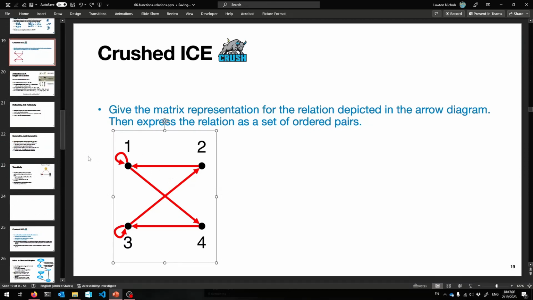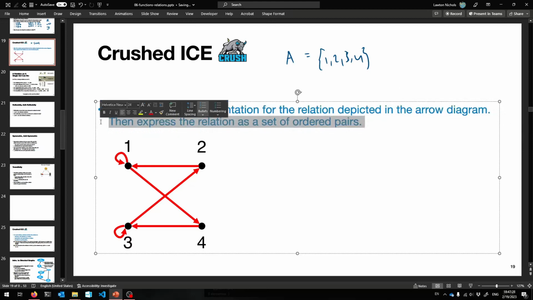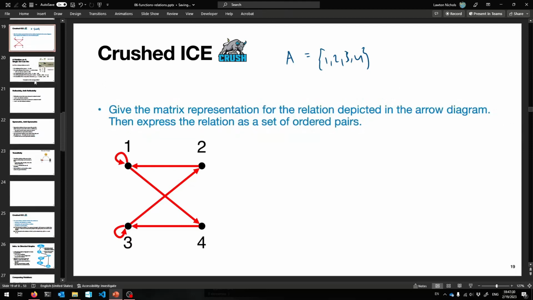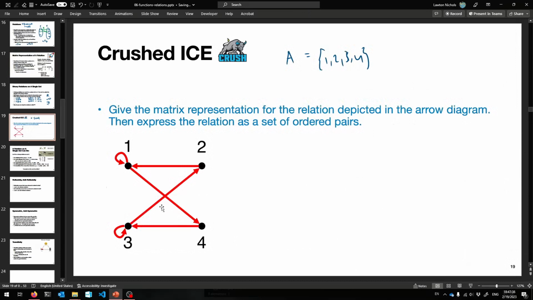It's a binary relation on a single set. So let's pretend that this is like the set A, and the elements are 1, 2, 3, 4, and this is a binary relation on A. A is the domain. So give the matrix representation for it in this diagram, and then also talk about it as a set of ordered pairs, like what's related to what, in both this way and this way. Okay, so give that a try for this one, and I'll show you my answer.